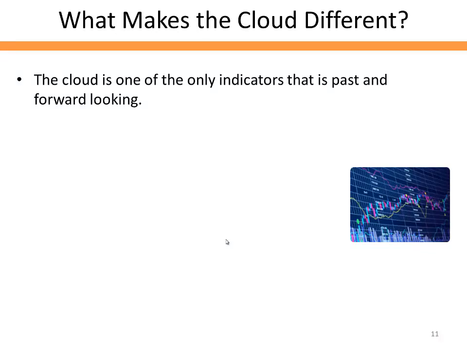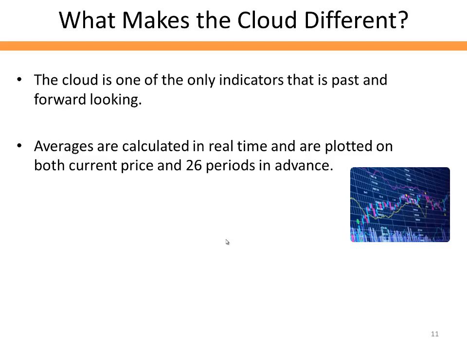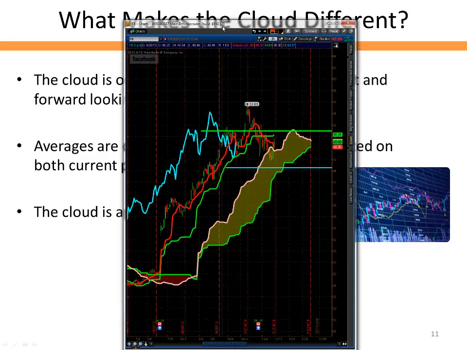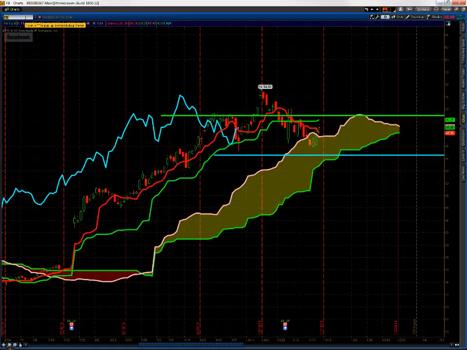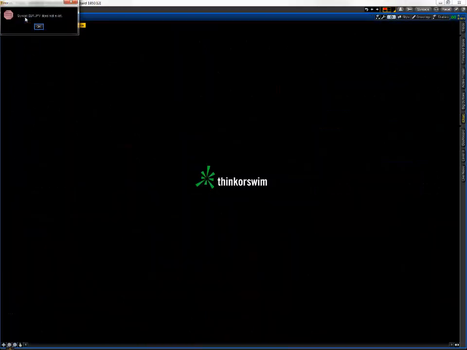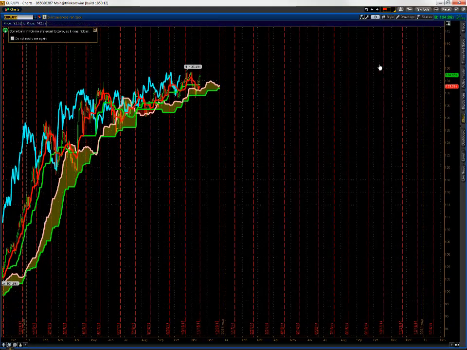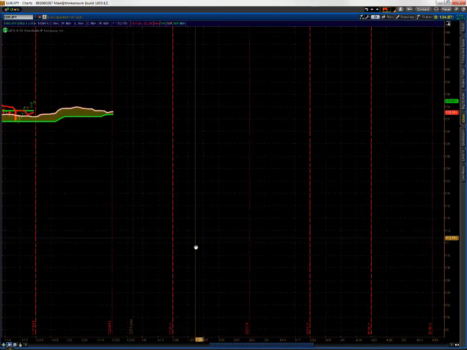So what makes the cloud different? It's past and forward. They're calculated in real time, plotted 26 periods ago and 26 periods into the future, on any single security. Someone throw out a security right now. Someone wanted to see the Euro Japanese yen, right? Is it Euro / Japanese? There, okay. And on Forex, every matrix is different.